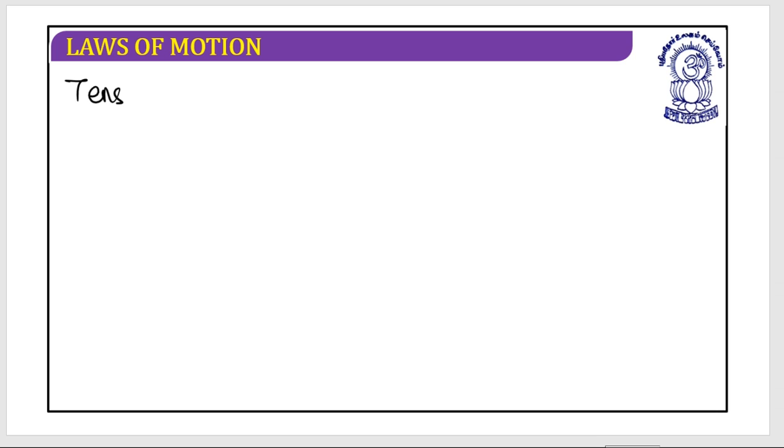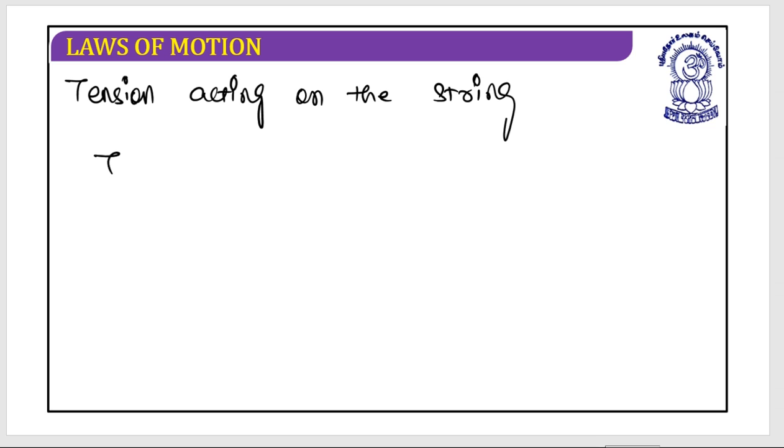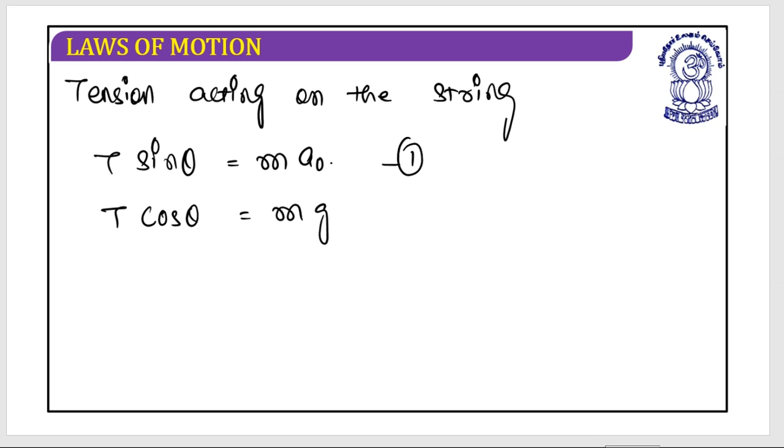Now let's find out the tension acting on the string. So the situation was, T sin theta is equal to m into a naught. T cos theta is equal to mg. This was my relation 1, this was my relation 2. Now let's square and add them.